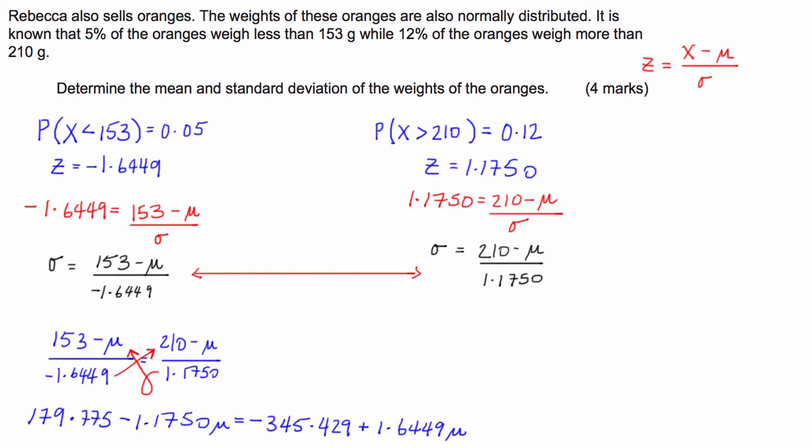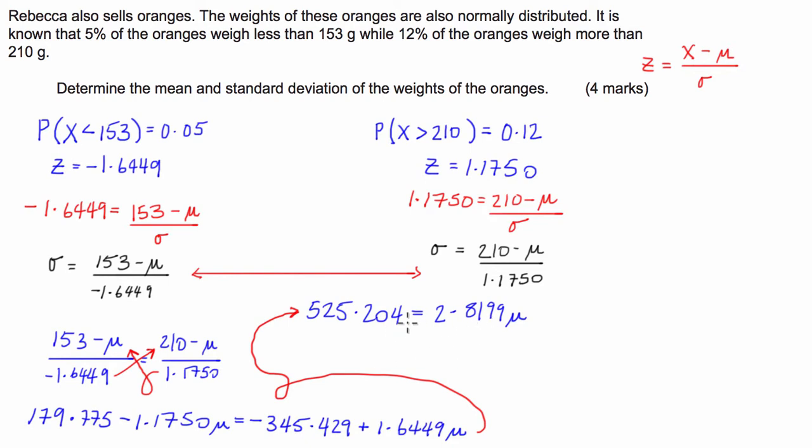Now let's just give ourselves some room, so I'm going to stick this up here. And what I have left remaining is 525.204 is equal to 2.8199 times the mean. So obviously the mean is going to be equal to 525.204 divided by 2.8199, which is equal to 186.25. Cool. So for now we have the mean.